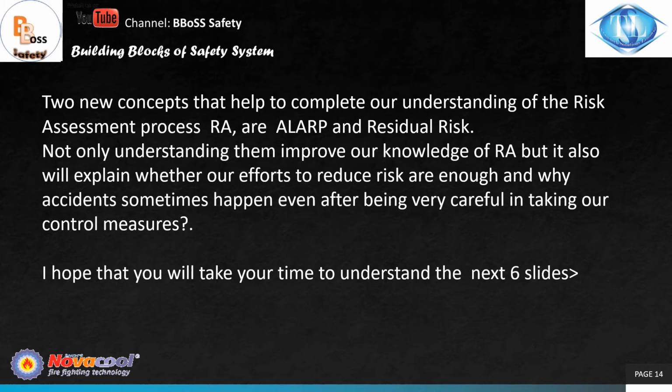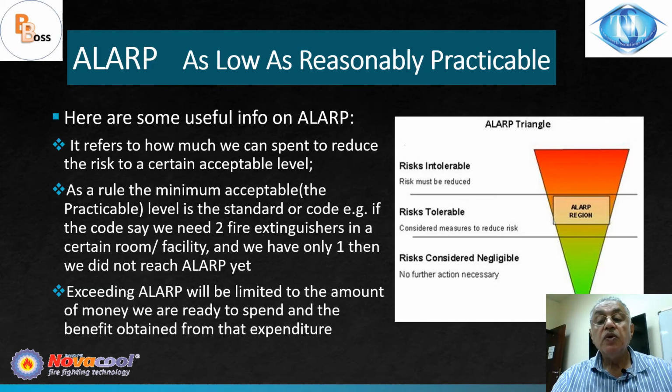Now there are 2 more concepts we need to clearly understand, because they improve our knowledge toward risk assessment, and also explain why sometimes, even when we do our best, some accidents still happen. These 2 concepts are ALARP, as low as reasonably practicable, and residual risk. So let's start with the first one, which is ALARP.